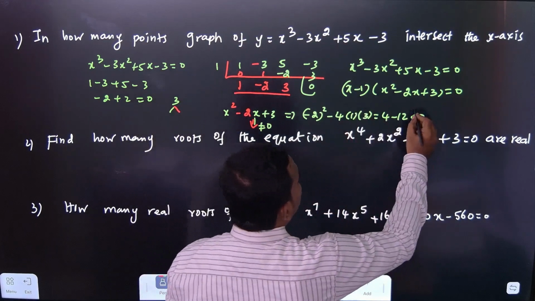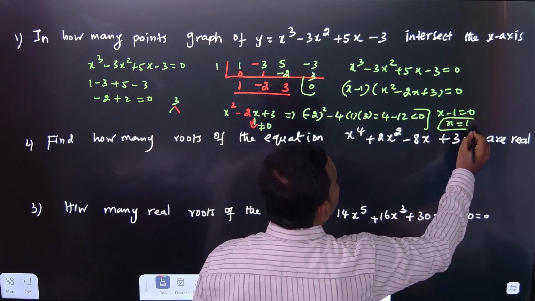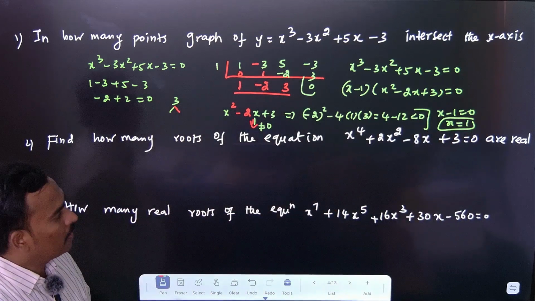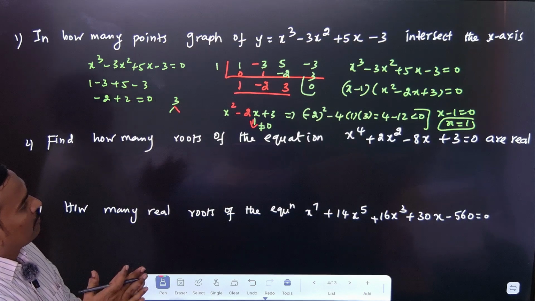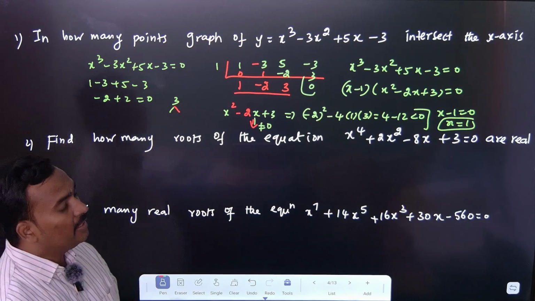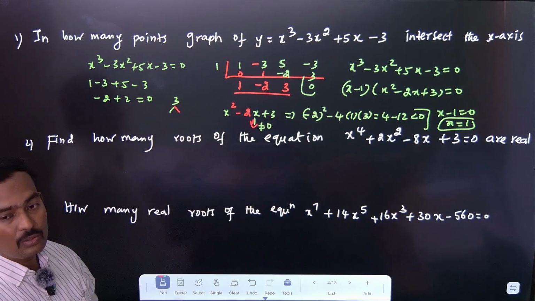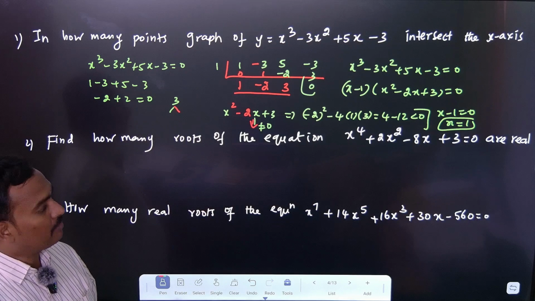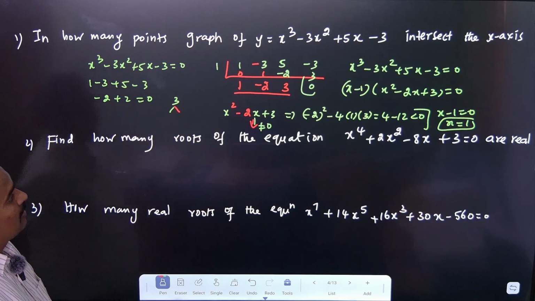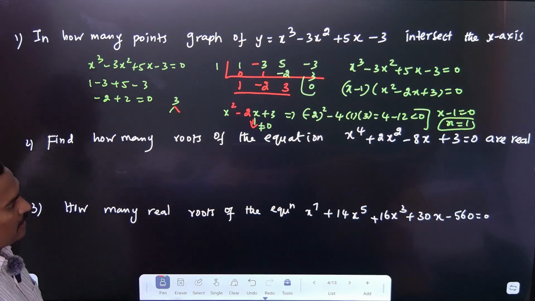Okay, then you can see here, student, x minus 1 equal to 0, x equal to 1 is the solution, right? Fine. So therefore, how many points is the graph intersecting the x-axis? Only one time, because x equal to 1, only at that point is the graph crossing the x-axis.